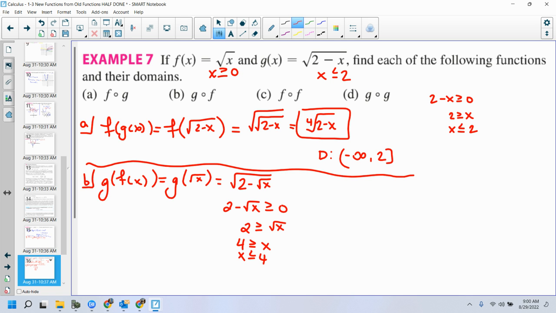Do you follow me there? In the back of my mind, I knew that F had a domain of greater than or equal to 0. Then I apply that domain in conjunction with the domain of G of F. So looking here at my final, the domain of this guy has to be less than or equal to 4. I've got to put those together now. So I've got to stay less than or equal to 4, but still greater than or equal to 0. So my domain in this case is 0 to 4.